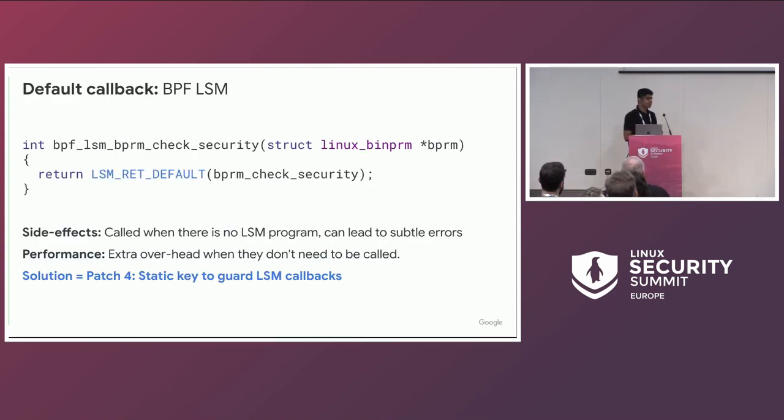There's one other problem we need to solve. This is particular to BPF LSM, and that is, as I said, there is a default callback for every LSM hook. It returns a default value, which means that it is making a default policy decision when it shouldn't be. The feedback was that this needs to be split into a separate patch. The BPF LSM callback is toggled only when there is a program attached, so the side effect is gone as well. There is no extra overhead either, because now you have a static key there. Static key is another fancy construct. If you know about jump tables, it's like the modern name for jump tables.